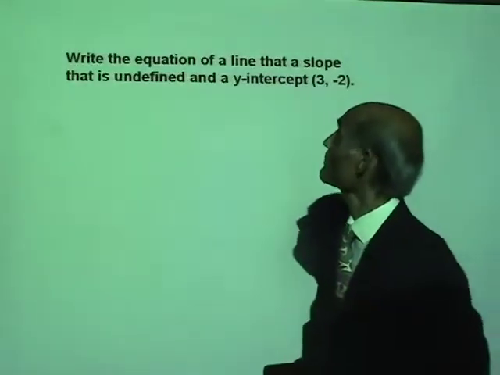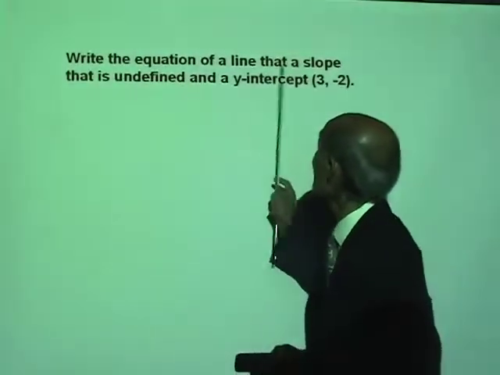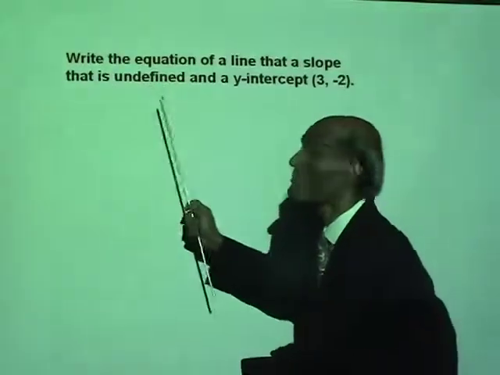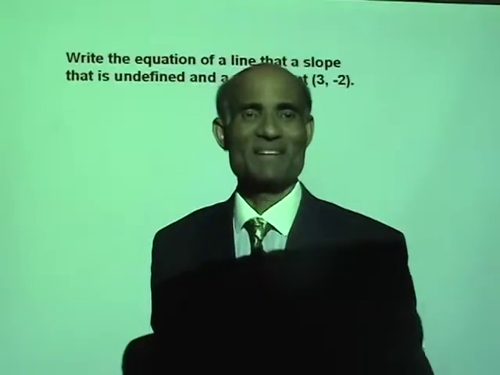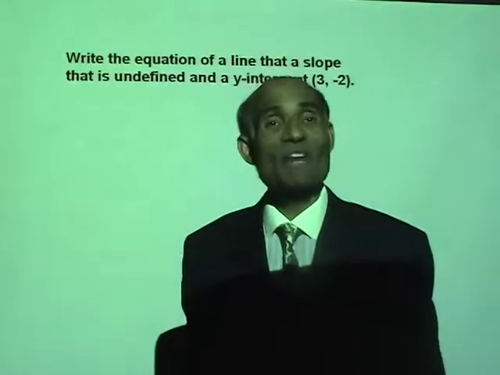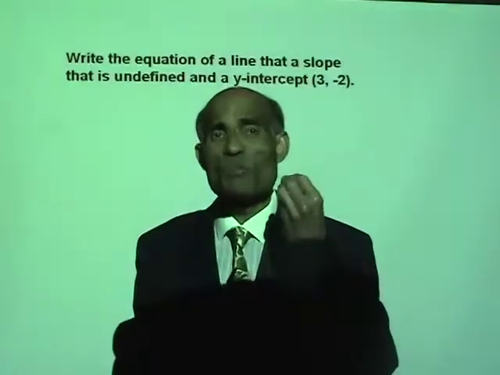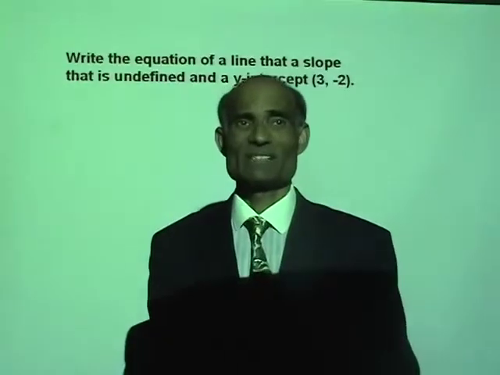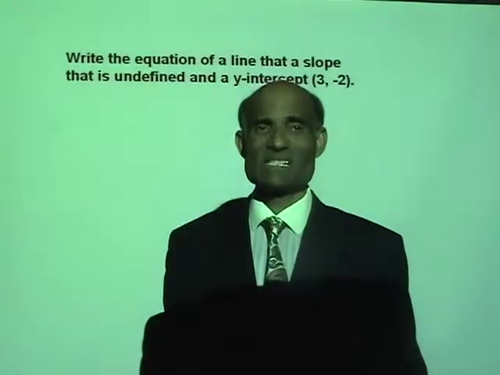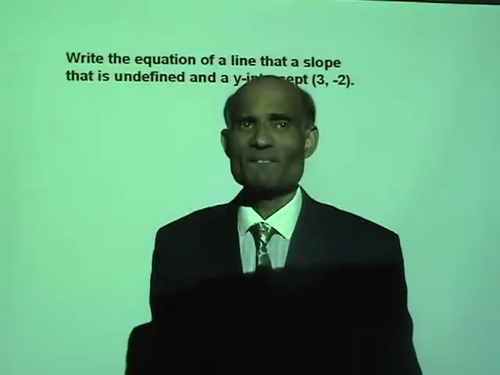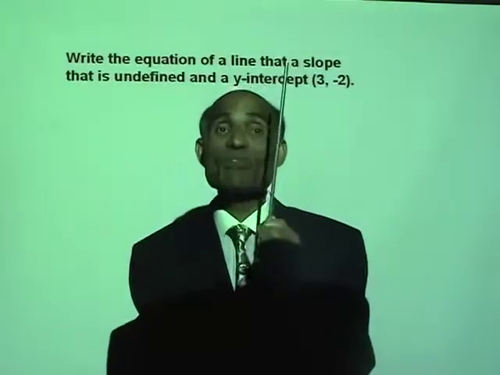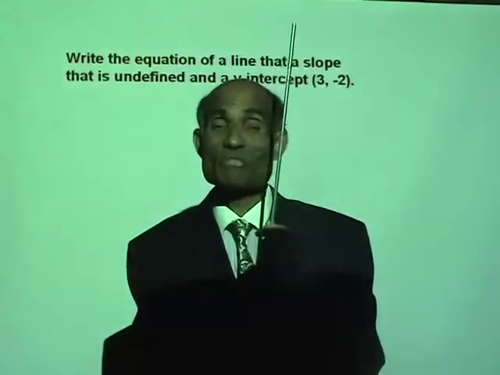Alright, another one. Write the equation of a line that has a slope that is undefined. Okay. What kind of a line has the slope undefined? Undefined slope. Well, it is a vertical line. It's a vertical line.